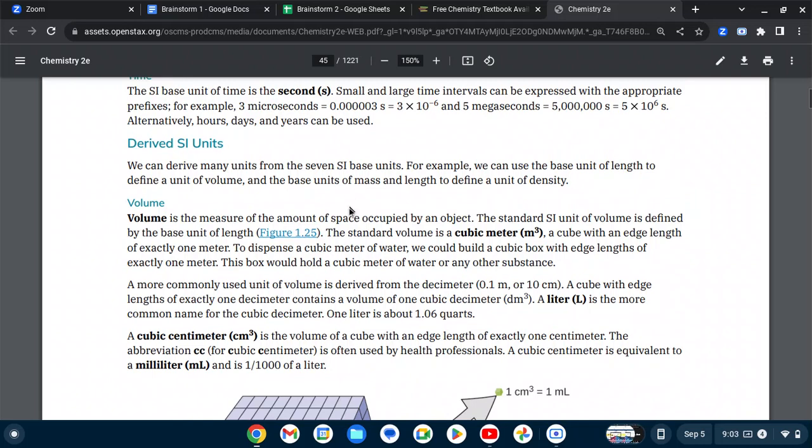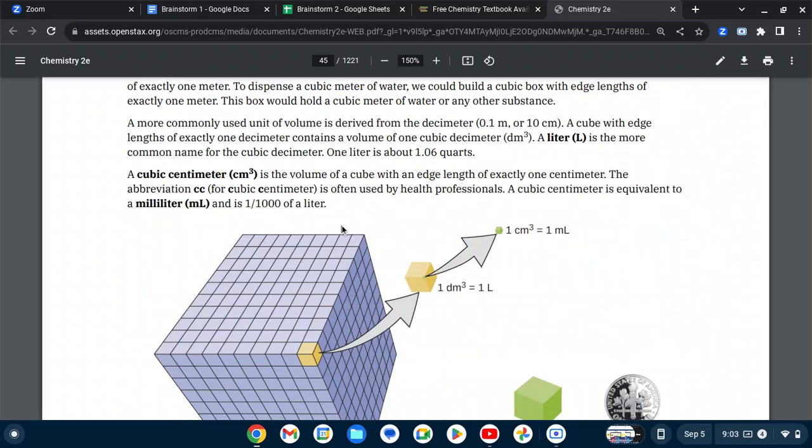A cubic centimeter is the volume of a cube with an edge length of exactly 1 centimeter. The abbreviation cc is often used by health professionals. A cubic centimeter is equivalent to a milliliter and is 1/1000th of a liter.